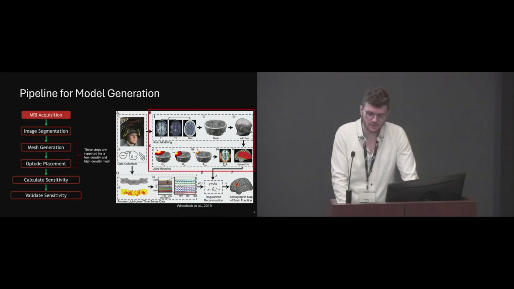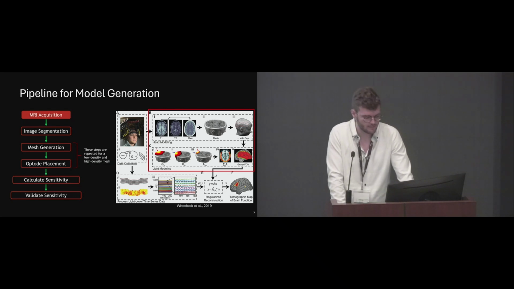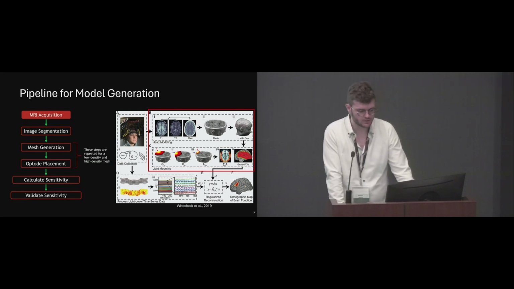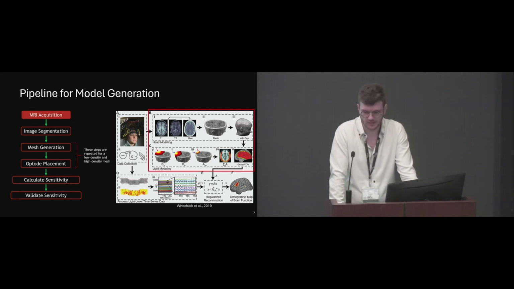In terms of our pipeline for model generation, in our big figure, it's just the part that's circled in red. We start with MRI acquisition for participant-specific light models. We then will perform image segmentation with FreeSurfer if necessary. Or if we're starting out with an atlas, we will already have a segmented volume to go off of. In terms of the later parts of the pipeline, we'll have mesh generation and optode placement, which is repeated for both a low density and a high density mesh. And then we'll calculate the sensitivity and then validate the sensitivity after that.